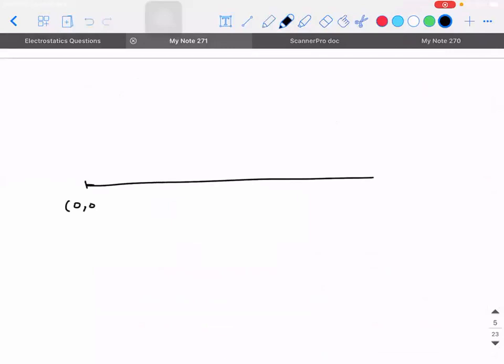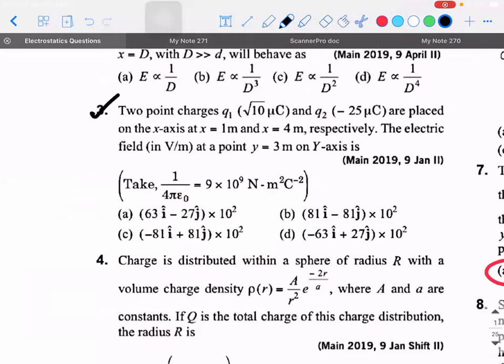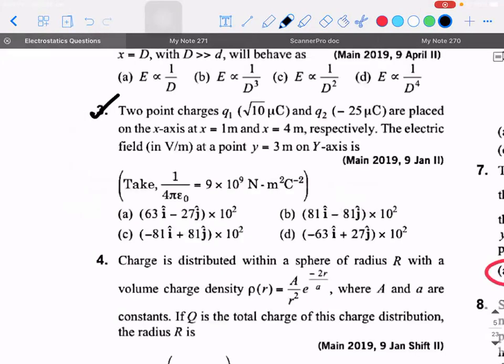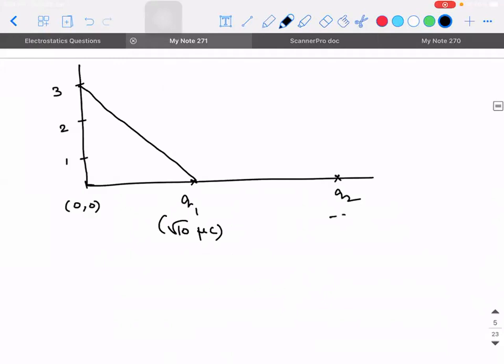So if I take this as the origin, there are two point charges, Q1 and Q2, at 1, 2, 3. At a distance of y equal to 3 meter on the y-axis, you need to find the electric field. It's simple. So Q1 is root 10 microcoulomb. Q2 is how much? Minus 25 microcoulomb. Right.